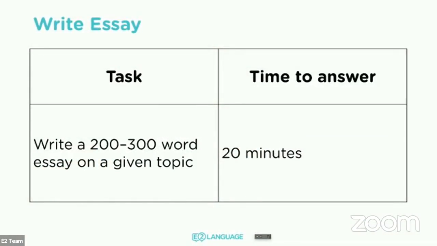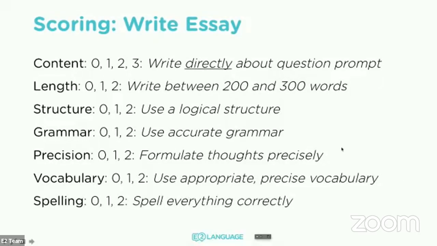You have to write a 200 to 300 word essay on a given topic. It's a persuasive, argumentative essay. It's always a persuasive, argumentative essay. Okay? You have 20 minutes to do this. Here's how you're scored. So you're scored on content from 0, 1, 2, or 3. 3 if you write directly about the question prompt. Do not deviate. Reread that question prompt again and again. Even while you're writing the essay, look back up at it. Make sure you're on target.